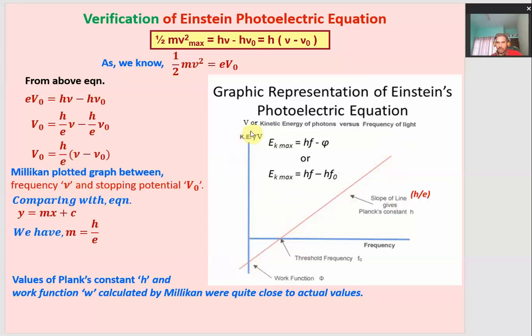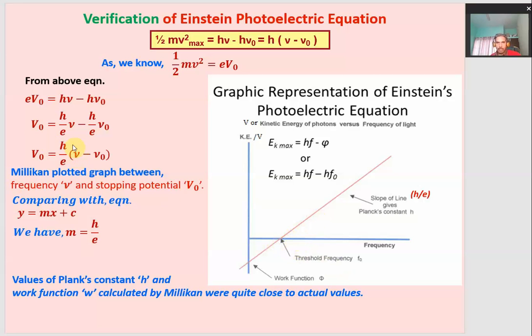Along the vertical axis is either the stopping potential or the kinetic energy, and along the horizontal axis is the frequency. From the graph, we already know that the point where this graph cuts the frequency axis gives the threshold frequency, below which there will be no emission, right? So this we already know about.